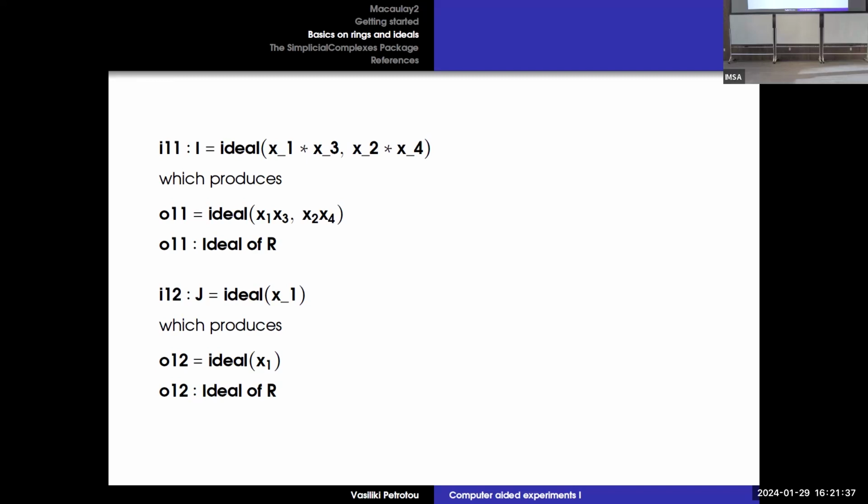It is very useful to use names for what we are defining because sometimes we want to recall it in order to do some operations or to compute something. So we should give names to what we compute. We define J to be the ideal X1.